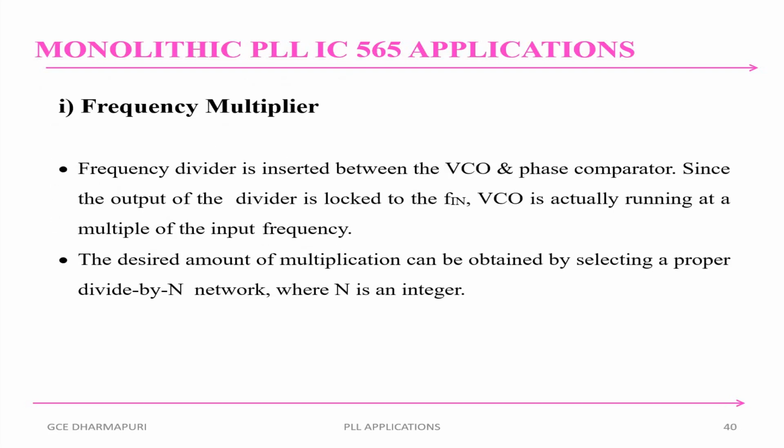Frequency multiplier. The PLL components are phase comparator, low pass filter and VCO, and they can be directly available as an individual package. The frequency divider is inserted between VCO and phase comparator. Since the output of the divider is locked to VIN, VCO is actually running at the multiple of input frequency. The desired amount of multiplication can be obtained by selecting a proper divide by N network, where N is an integer.